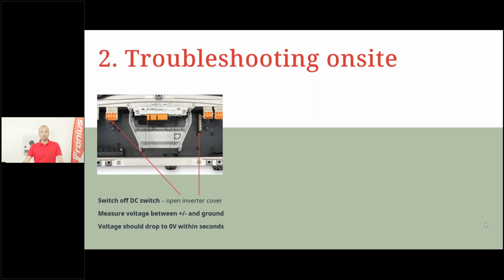And there should be a voltage which goes down to 0 after a few seconds. So it will first detect a certain voltage, half of the DC voltage, and then this voltage would go down. I'll show you more about this on the next slide. So this is always the first test I would do.